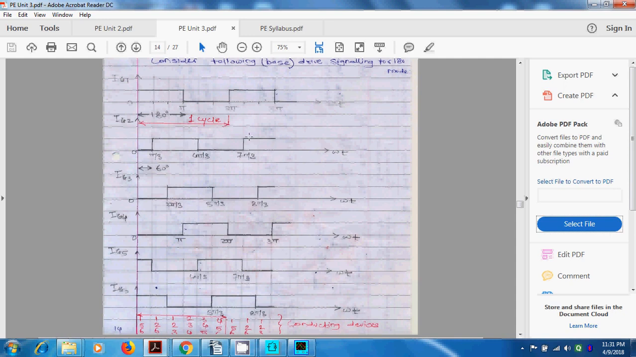It's periodical. So 0 to 180 is MOSFET 1, then 60 to 240 is MOSFET 2, then 120 to 300 is MOSFET 3, then 180 to 360 is MOSFET 4. That is up to one cycle. After that there will be repetition.